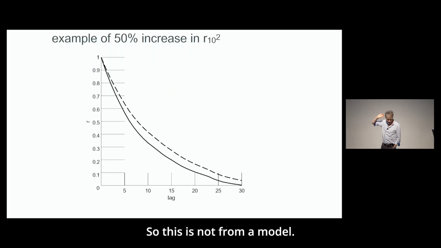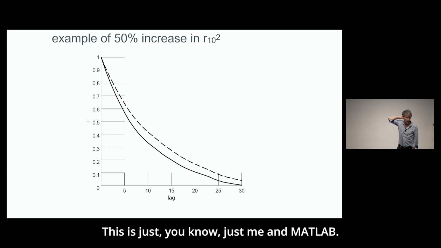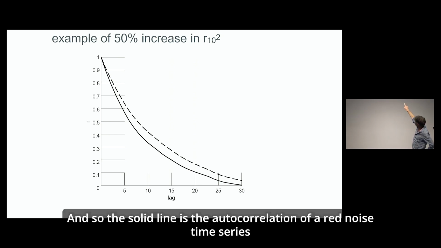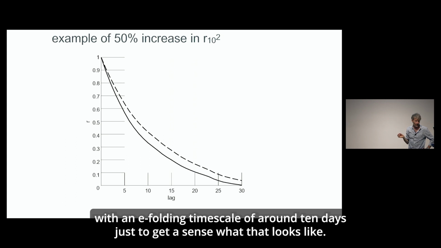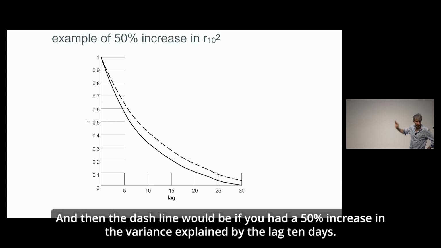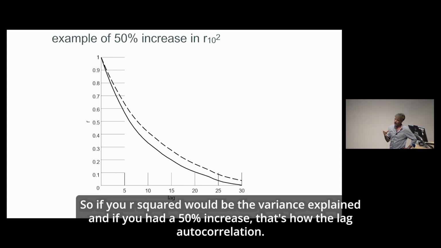So this is not from a model. This is just from me and MATLAB. And so the solid line is the autocorrelation of a red noise time series with an e-folding time scale of around 10 days, just so you get a sense of what that looks like. And then the dashed line would be if you had a 50% increase in the variance explained by the lag 10 days. So R squared would be the variance explained, and if you had a 50% increase, that's how the lag autocorrelation would change.